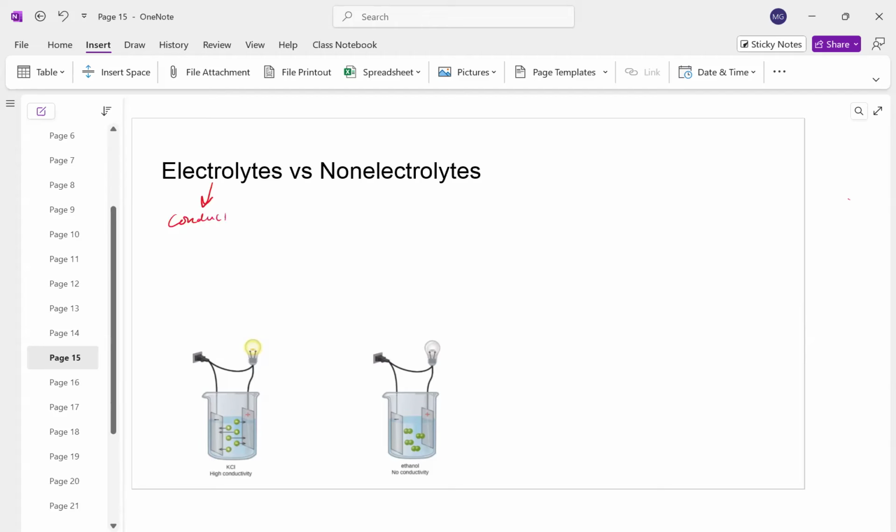Electrolytes conduct electricity, whereas non-electrolytes don't. Now, the means by which an electrolyte conducts electricity is because these substances have a plus charge, and then there are substances that have a minus charge. And where have we seen those things? Ionic compounds. So an electrolyte solution is simply a solution of dissolved ionic compounds.